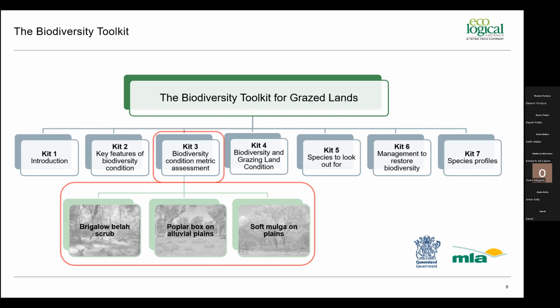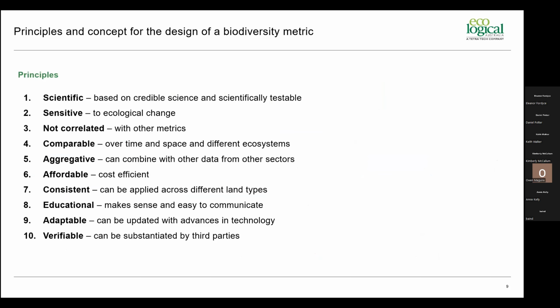And we did metrics and tested those specifically within the most extensive land types within our region, which are the brigalow gidgee scrubs, poplar box on alluvial plains, and the soft mulga on sand plains. So just to provide some background of the thinking process before we embarked upon designing a biodiversity metric, it's getting your principles and a conceptual framework in place. There's a bunch of principles floating around, but these are the ones I think are really important when you're designing a metric.